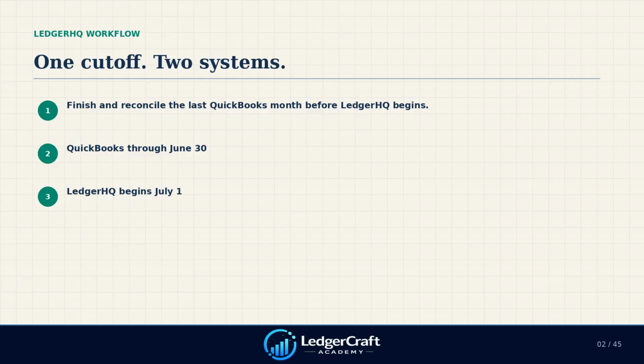Let's start with the cutoff date. For this client, QuickBooks holds the books through June 30th. LedgerHQ will begin with July 1st activity. June 30 needs to be a completed, reconciled month. Those ending balances become our starting point in LedgerHQ.